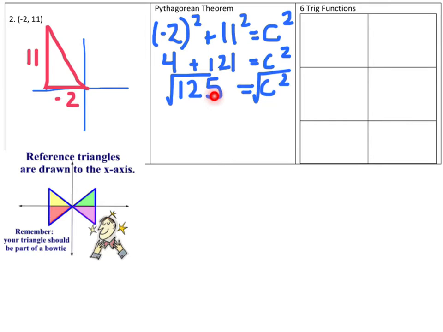Well, do your factor tree. See what goes into that number. Well, I'm thinking about money, like quarters. I know that 5 quarters is $1.25. So 5 times 25 is 125. And then 25 breaks into 5 and 5.